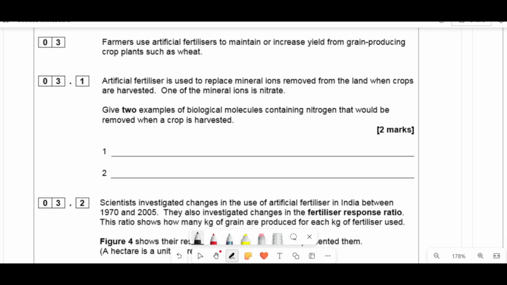So here, people were just saying nitrates, ammonium, ammonia. That's not what it's asking. It's saying 2 examples of biological molecules. Biological molecules are your amino acids, your carbohydrates, your DNA, RNA, ATP, proteins, all of that jazz, right? Here, we're not going to really say carbohydrates because they don't have nitrogen in them. So it's going to be any one of the other ones that have nitrogen in it. So for example, amino acids, or you could say DNA.